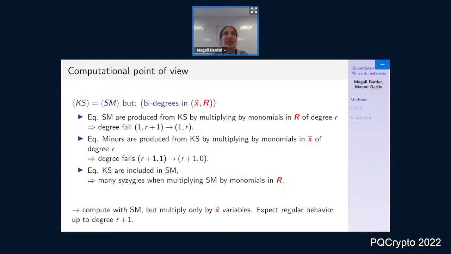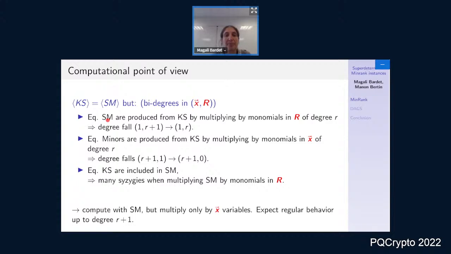I will not give you the proof, it's all in the paper, but something important we can say is that if you start from the Kipnis-Shamir equations, you can produce the Support-Minors equations just by multiplying the Kipnis-Shamir equations by monomials in the entries of r of degree r. When you do that, you end up in degree r plus 2, and you get a degree fall and produce equations of degree r plus 1 that are exactly the Support-Minors equations.